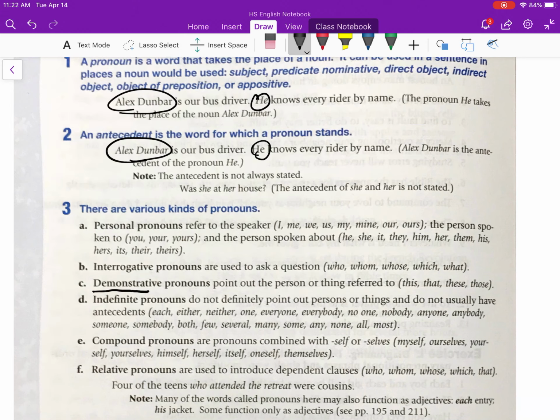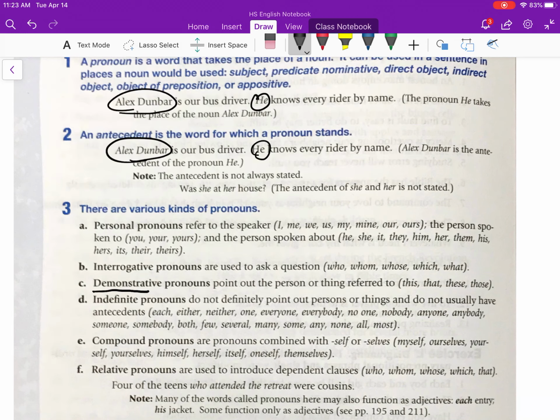Then there are the indefinite pronouns. They do not definitely point out persons or things and do not usually have antecedents. They are each, either, neither, one, everyone, everybody, no one, nobody, anyone, anybody, someone, somebody, both, few, several, many, some, any, none, all, most. On the next page, we're going to be learning about three different categories for these indefinite pronouns as well.